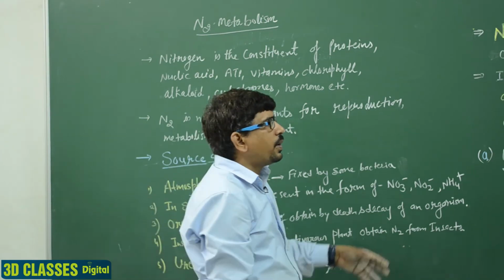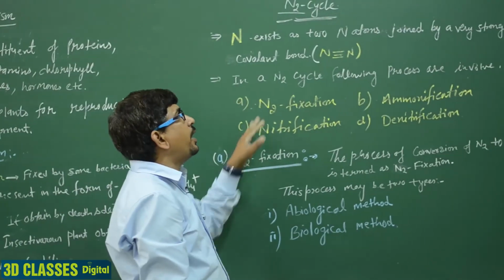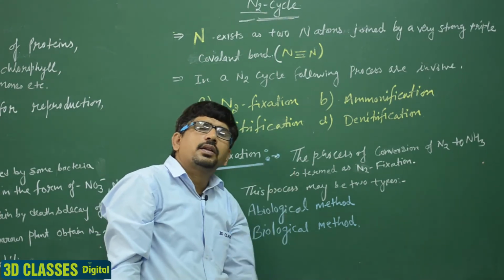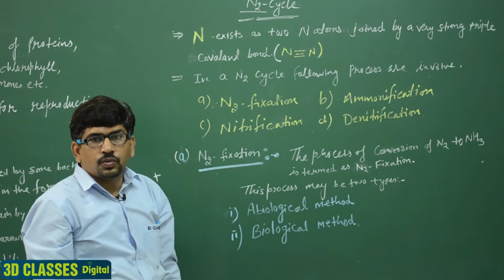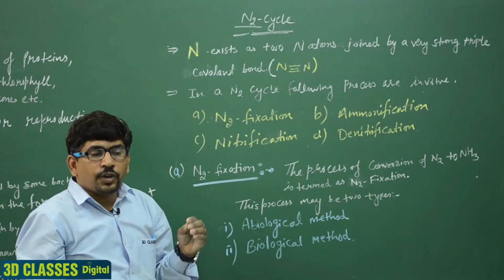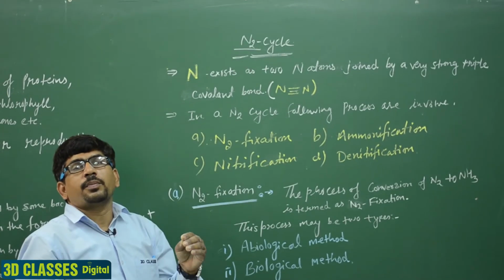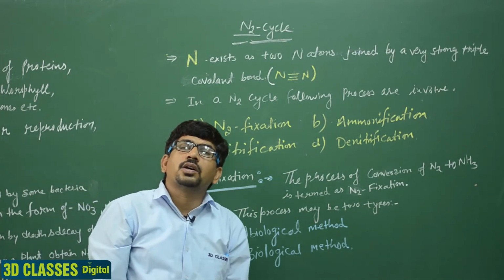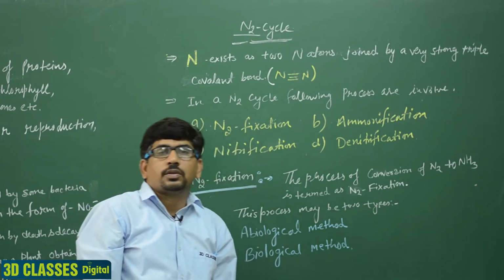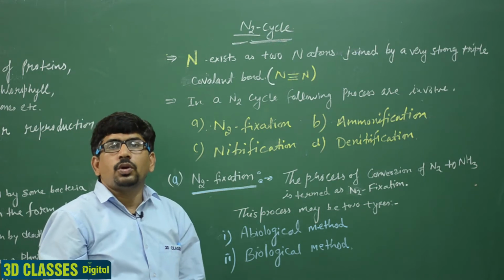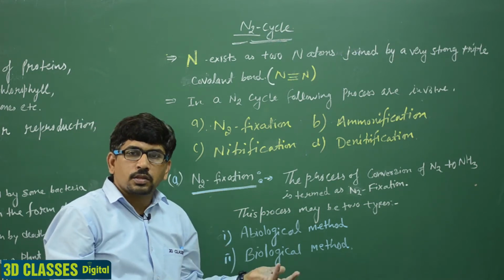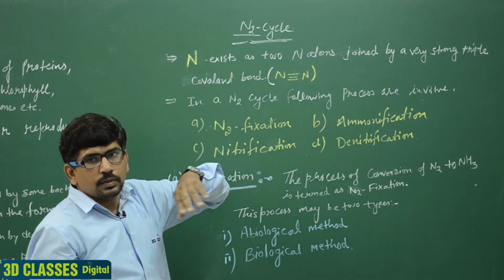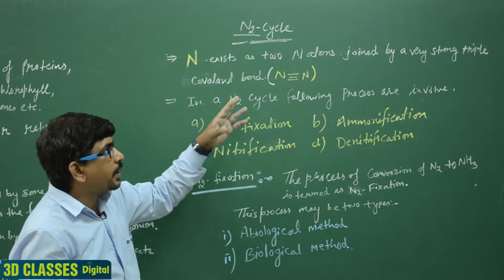Next, we discuss the main point of this topic, that is the N2 cycle. In this topic, there are two main important points. Those are very important for the board exam as well as the medical exam. First, N2 cycle, and second is the root nodule formation in the legume plants. These are two main things. So first we discuss the N2 cycle, nitrogen cycle.